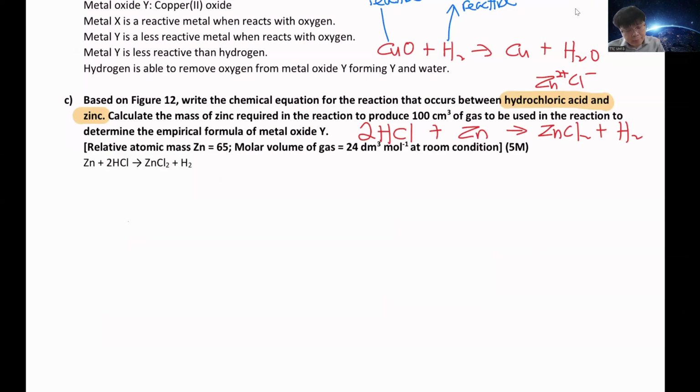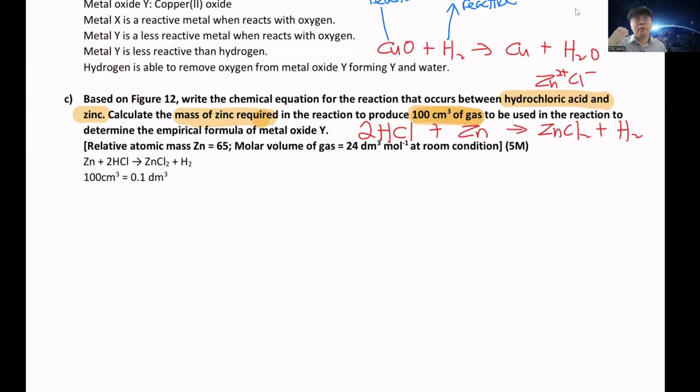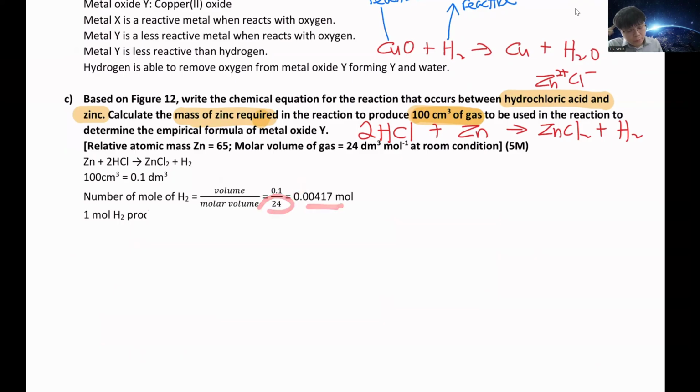Then calculate the mass of the zinc required to produce 100 cm³ of the gas. So first, you have to convert the cm³ into dm³. Then use the number of moles of hydrogen equals volume over molar volume. So volume is 0.1, molar volume is 24, and you get this mole. Then from the equation, you realize that the ratio of zinc to hydrogen gas is 1:1. So 1 mole of hydrogen gas is produced by 1 mole of zinc.